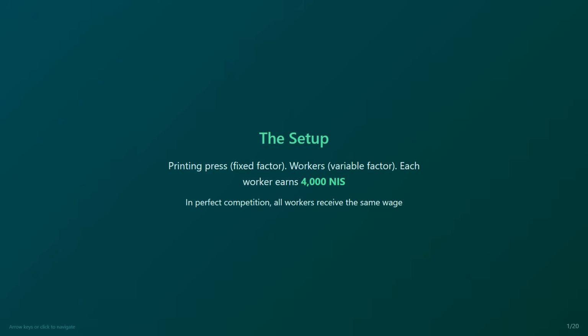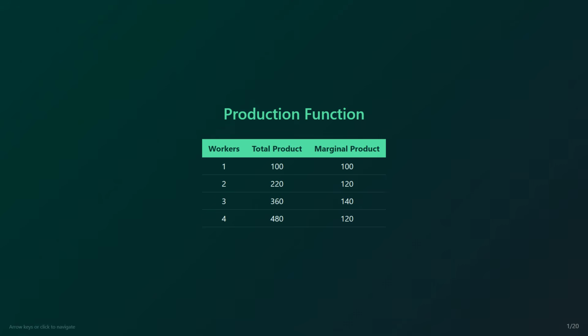Worker 1, total output, 100. Worker 2, total output, 220. Worker 3, total output, 360. Worker 4, total output, 480. Worker 5, total output, 570. Worker 6, total output, 640. Worker 7, total output, 690. Worker 8, total output, 720.